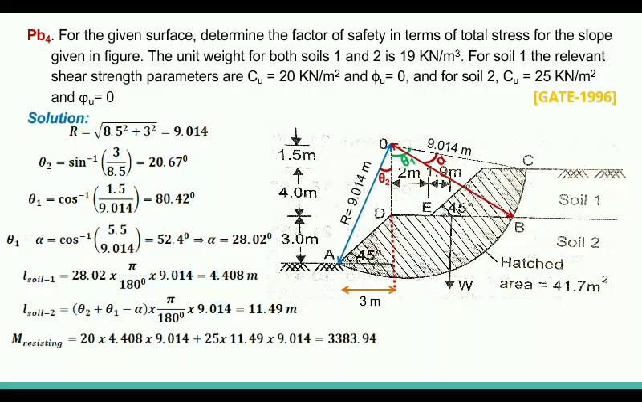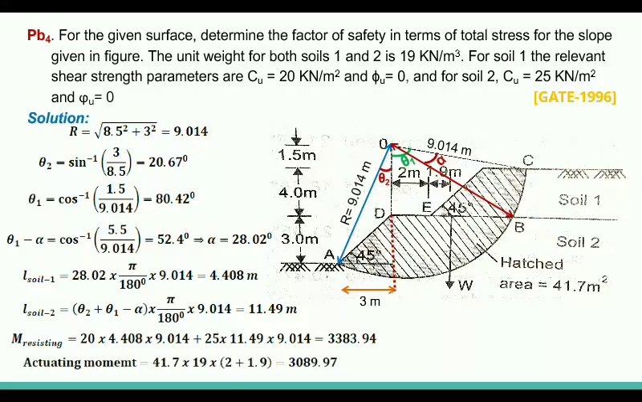Now we can go for calculating the resisting moment. What is the resisting moment? C into L into R, where C is cohesion, L is length, and R is the radius of the slip circle. In the case of soil 1, C is 20, the length is 4.408, and the radius is 9.014. In the case of soil 2, the length, cohesion and radius are used, and C is given as 25. So that we get 3383.94.